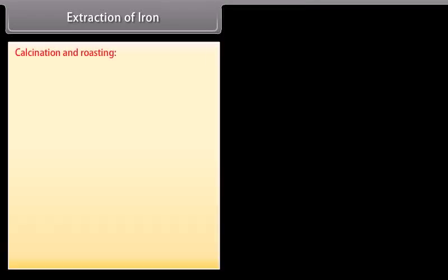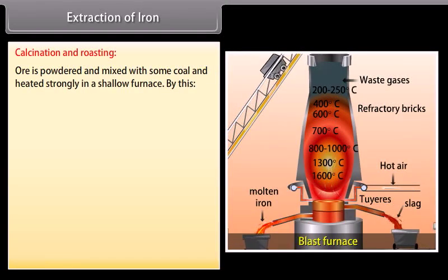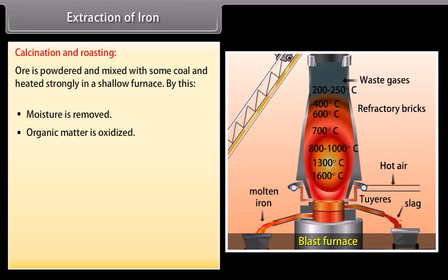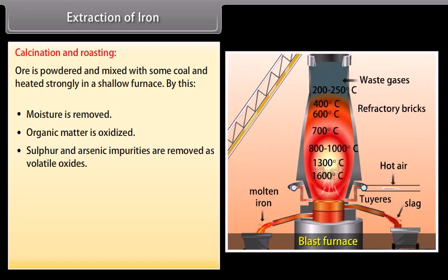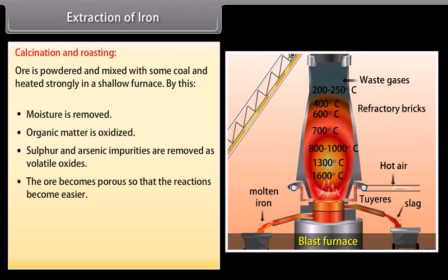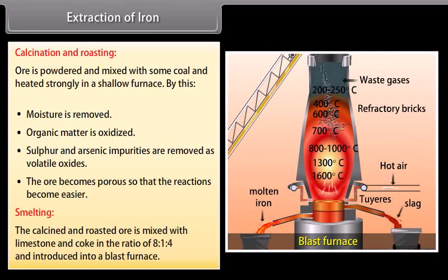Calcination and roasting. Ore is powdered and mixed with some coal and heated strongly in a shallow furnace. By this, moisture is removed, organic matter is oxidized, sulfur and arsenic impurities are removed as volatile oxides, and the ore becomes porous so that the reactions become easier. Smelting. The calcined and roasted ore is mixed with limestone and coke in the ratio of 8:1:4 and introduced into a blast furnace.